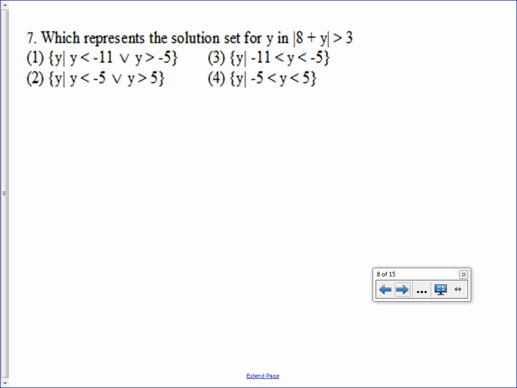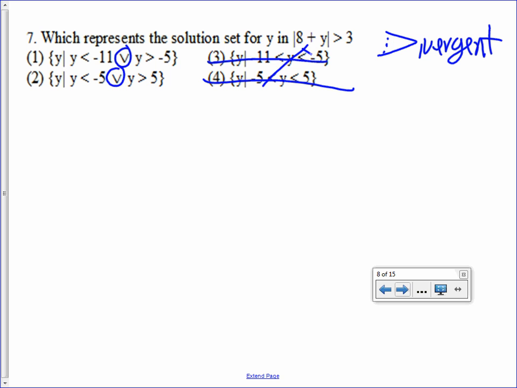Inequality again. This time I have a divergent solution, and I know my divergent solution has an OR. So it can't be choice 3 and 4. Remember, this here is a symbol for 4. So to solve absolute value, we have a song for that as well. Absolute value, isolate. We're isolated. Then we create 2 equations of inequalities.